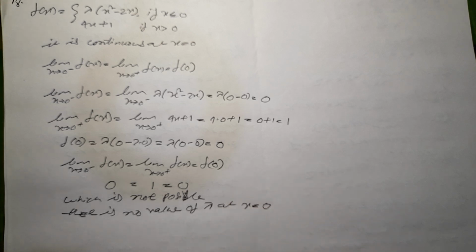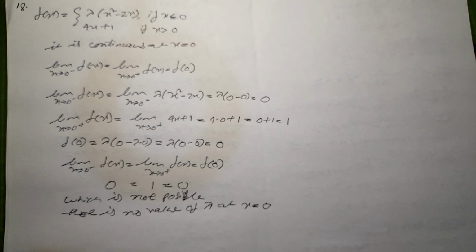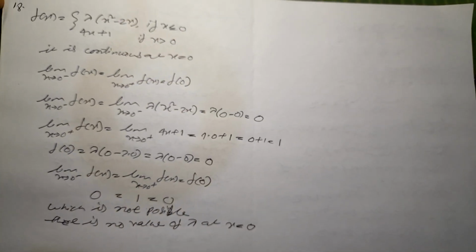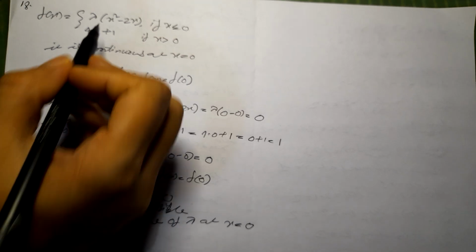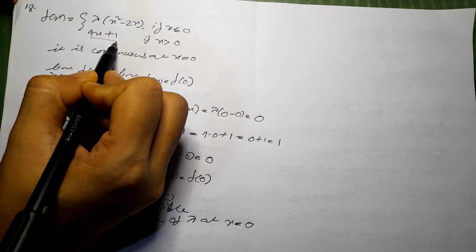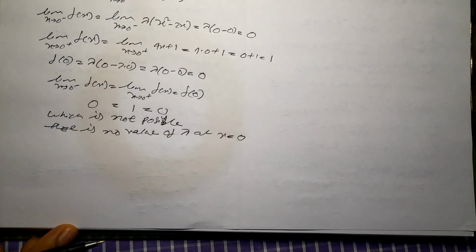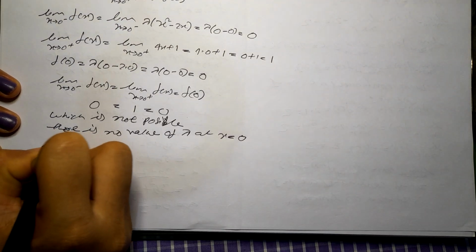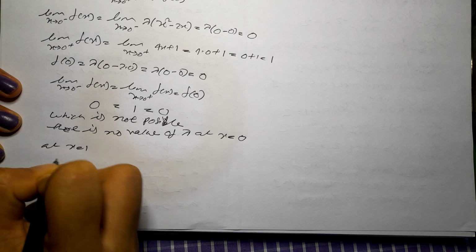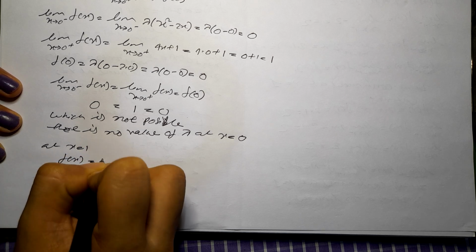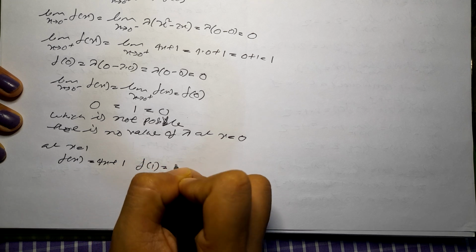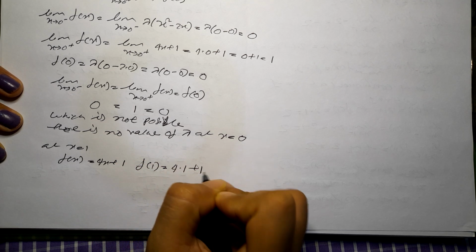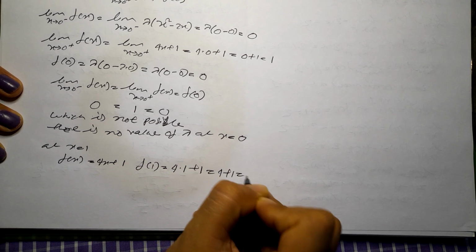Now we have to check whether it is continuous at x equal to 1. At x equal to 1, whichever x is greater than 0, the function will be this one. So we check it at x equal to 1. At x equal to 1, f of x is 4x plus 1. So f of 1 is equal to 4 into 1 plus 1, that is 4 plus 1, equal to 5.